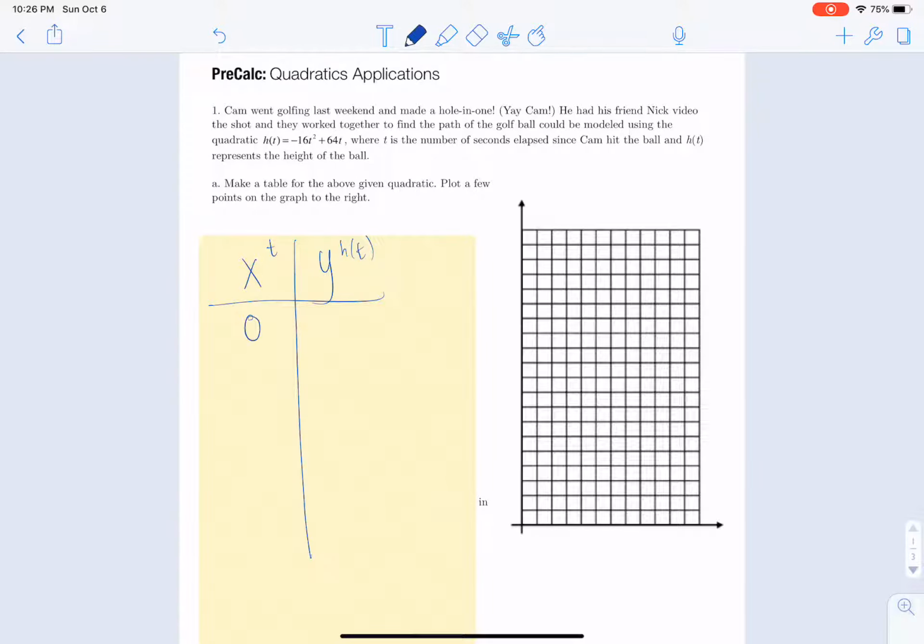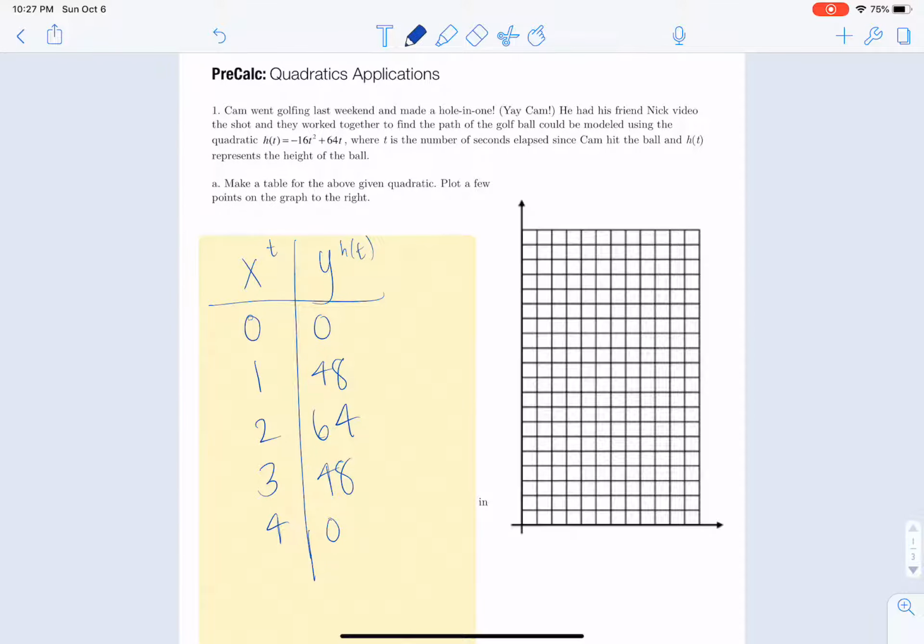So I'm going to start here at 0, 0. If I plug in 1, I'll be at 48. 2, I'll be at 64. 3, I'll be at 48. 4, I'll be at 0, and 5 actually puts me into negative 80. So these are the values that I'm going to use, and these are the values that I'll go ahead and plot. So here I'm at 0, 0.